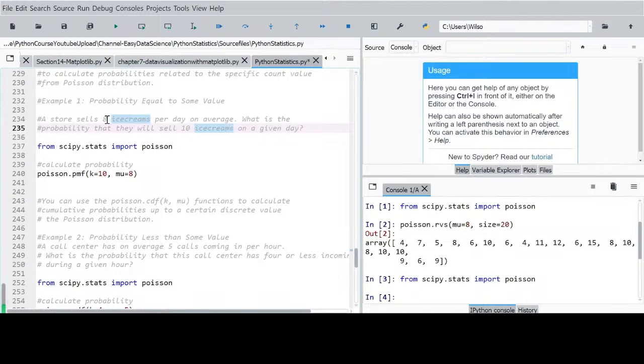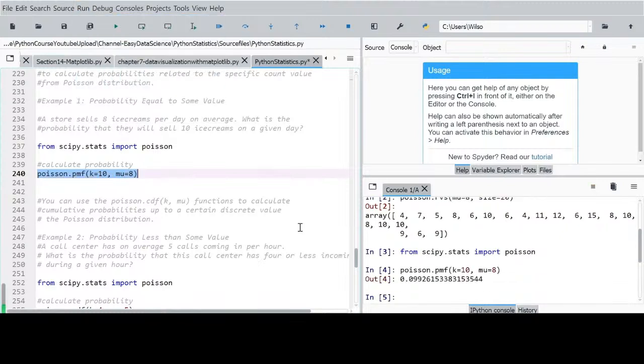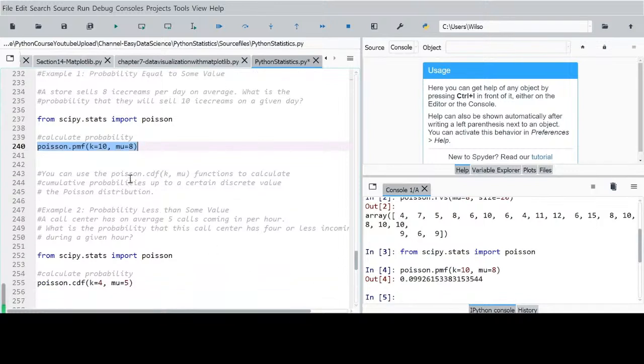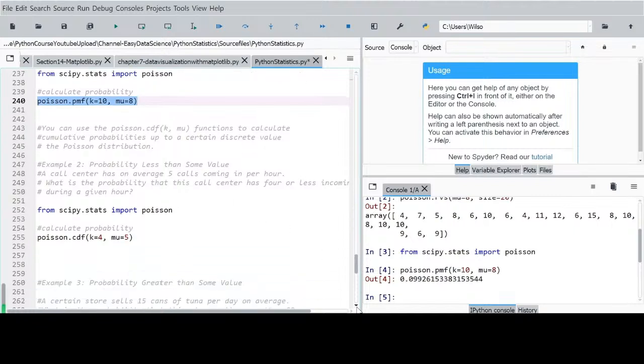And we know the average, the mu or the lambda t, is 8 here in this time period. So we just use Poisson.PMF, k equals 10 and mu equals 8. So very easy. This is about 0.1. Only 10% chance that you get exactly 10 occurrences in this given day.